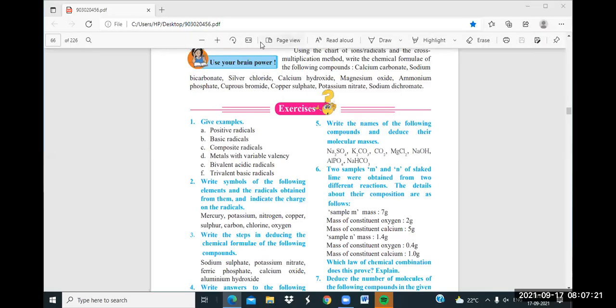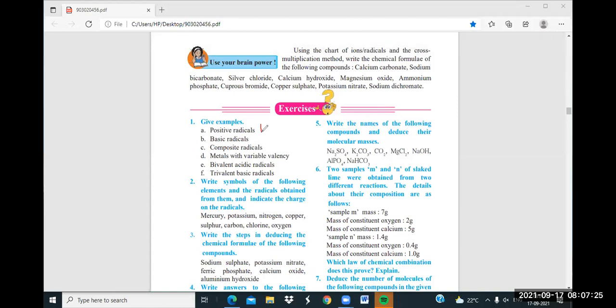Now first see positive radicals. What we will write? Positive radicals. Write down the example. Sodium. You can write there Na+, Fe2+, Ag+, Al3+, Cr3+. You can write examples like these. I am repeating once again, write down Na+ means sodium plus.